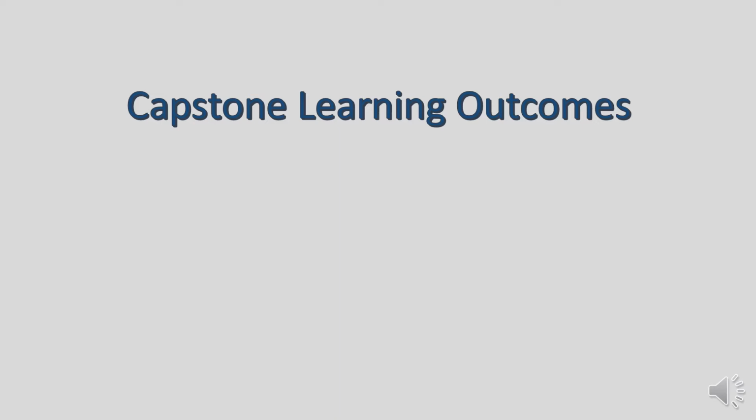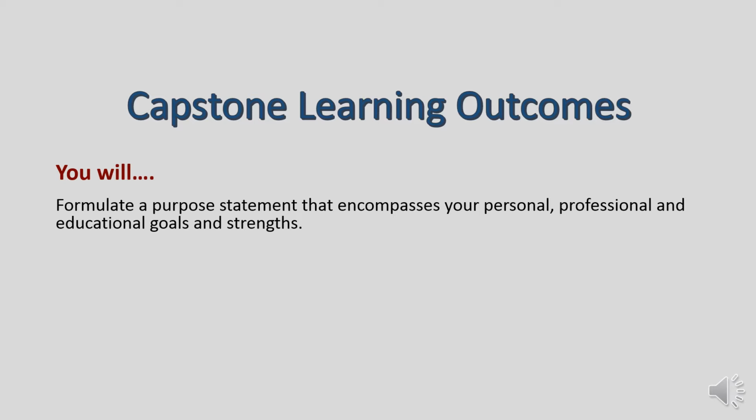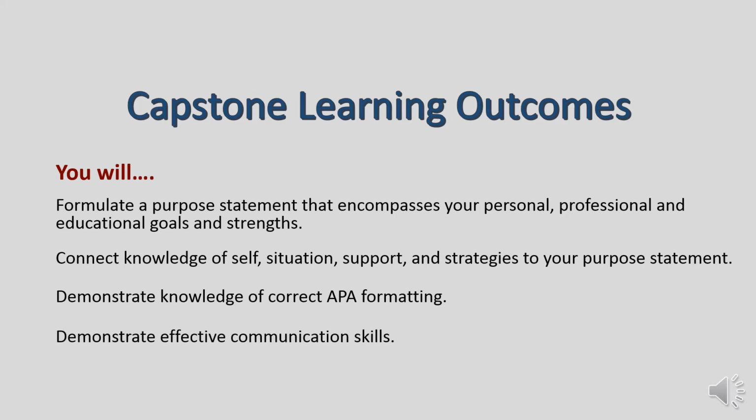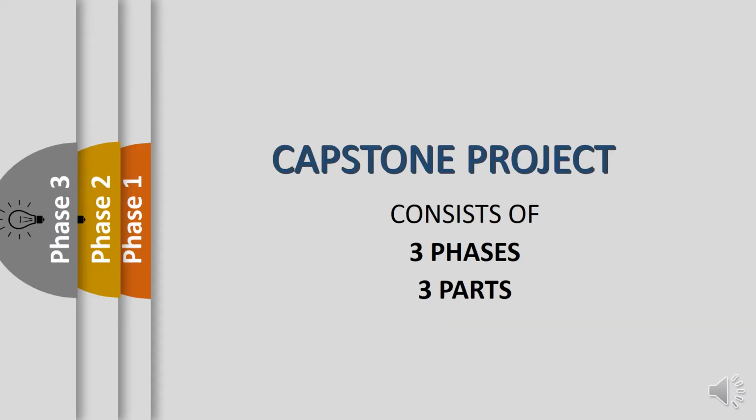How will you demonstrate mastery or understanding of the content presented during the course? There are 4 key outcomes. You will formulate a purpose statement that encompasses your personal, professional, and educational goals and strengths. Connect knowledge of self, situation, support, and strategies to your purpose statement. Demonstrate knowledge of correct APA formatting, and demonstrate effective communication skills. Your capstone will be completed in 3 phases and must include 3 parts.